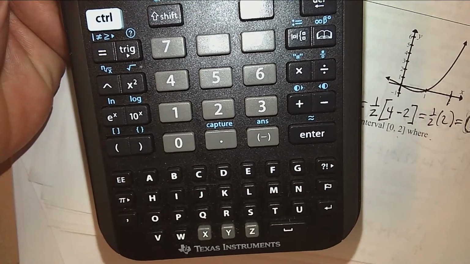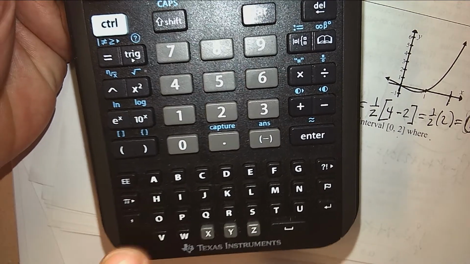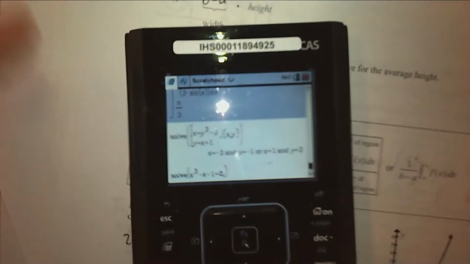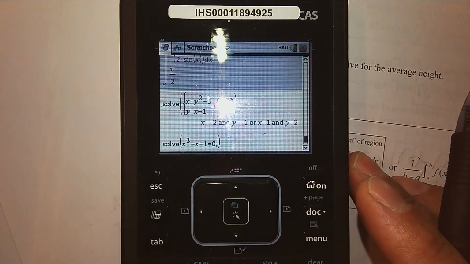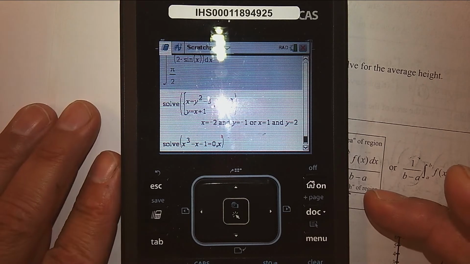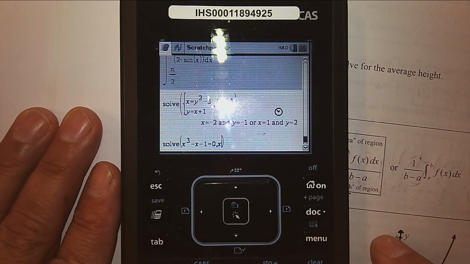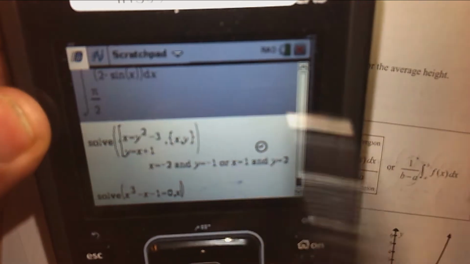So the comma is underneath the pi. The comma tells the calculator what letter to solve for. So comma, and then come back here. Put in the letter x, because that's what you're solving for, and now you're ready to press enter.